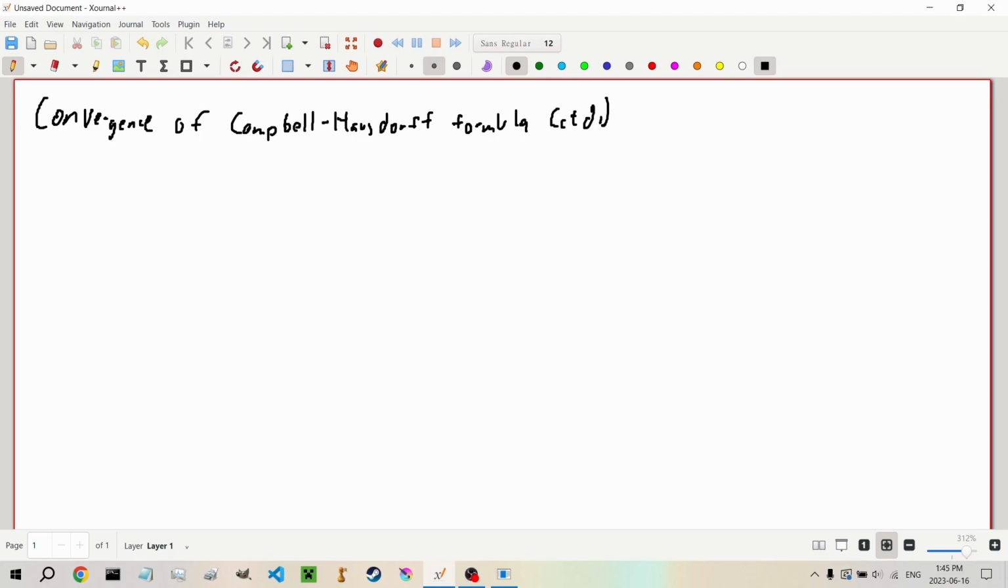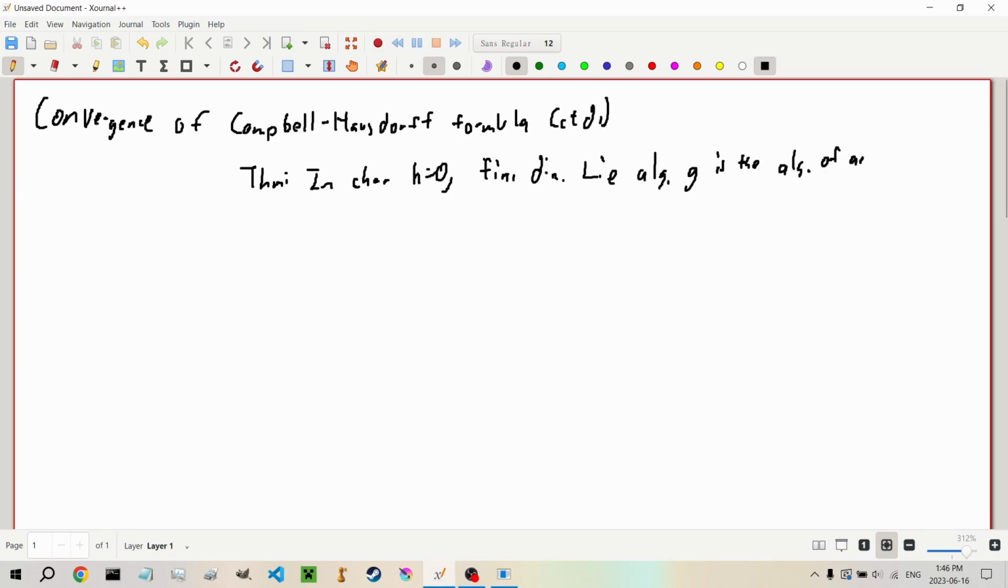which is essentially relating every Lie algebra back to a Lie group, and a theorem stating that. So I'll just write them down here. Theorem: in characteristic k being 0, a finite dimensional Lie algebra G is the algebra of an analytic group chunk.